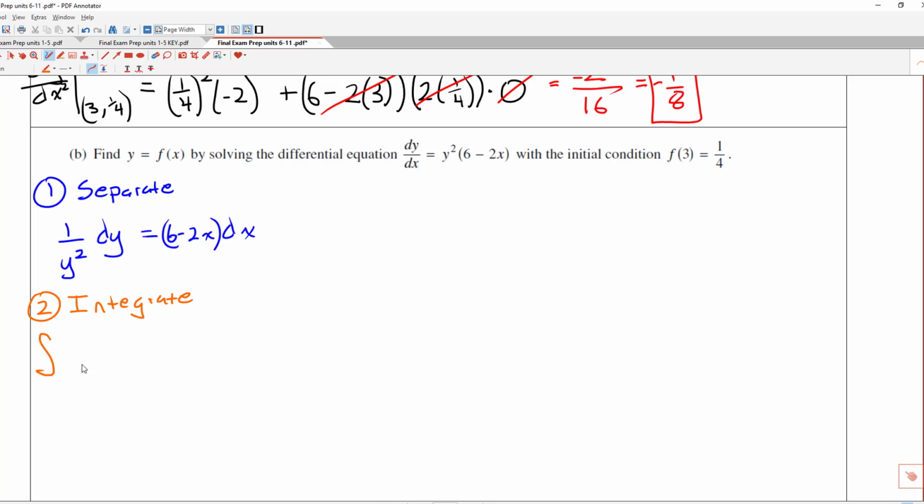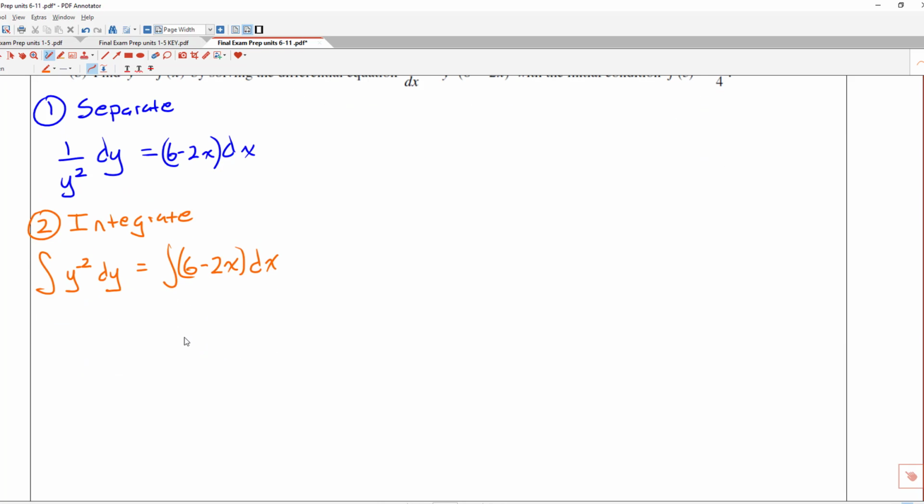So take the integral. I could write 1 over y squared, I'm just going to write y to the -2 dy is equal to the integral of 6 minus 2x, that quantity dx. All right, let's do some math here. So if I take the integral of y to the -2, it's going to go up a power, right? So y to the -1, then divide down, so it's divide by -1, which is the same thing as just multiplying by -1. So I'm going to say -y to the -1.